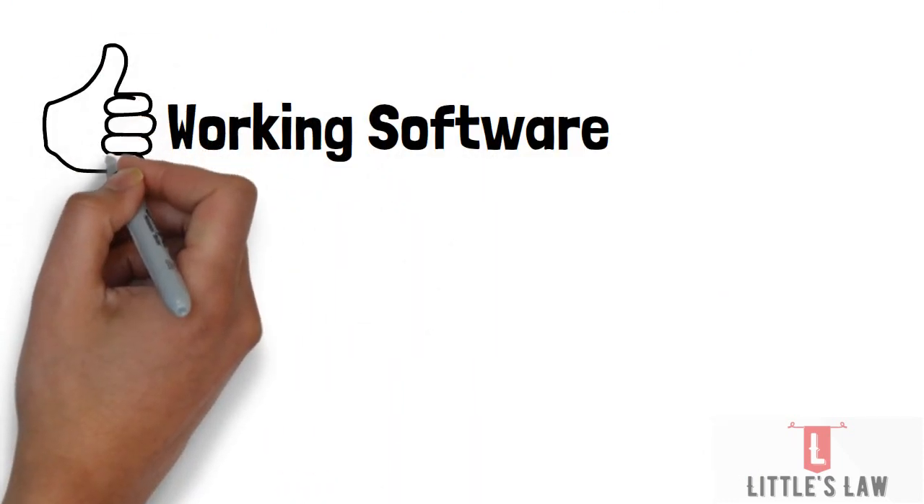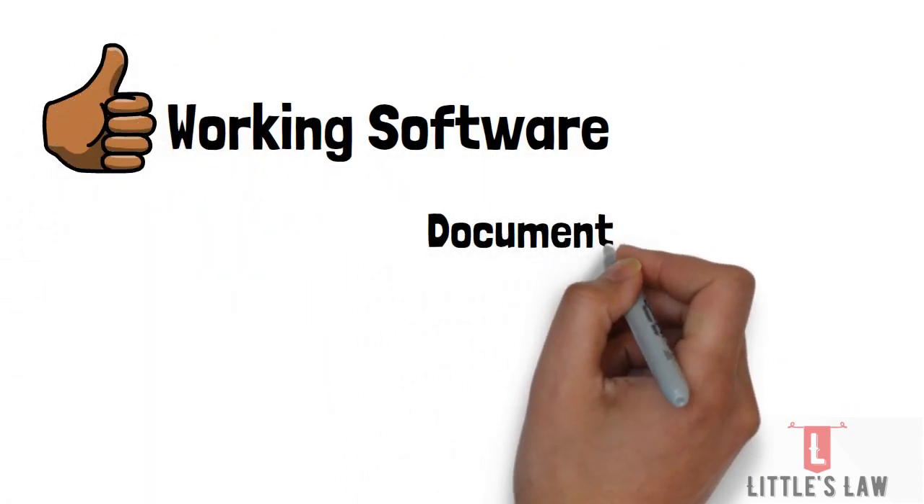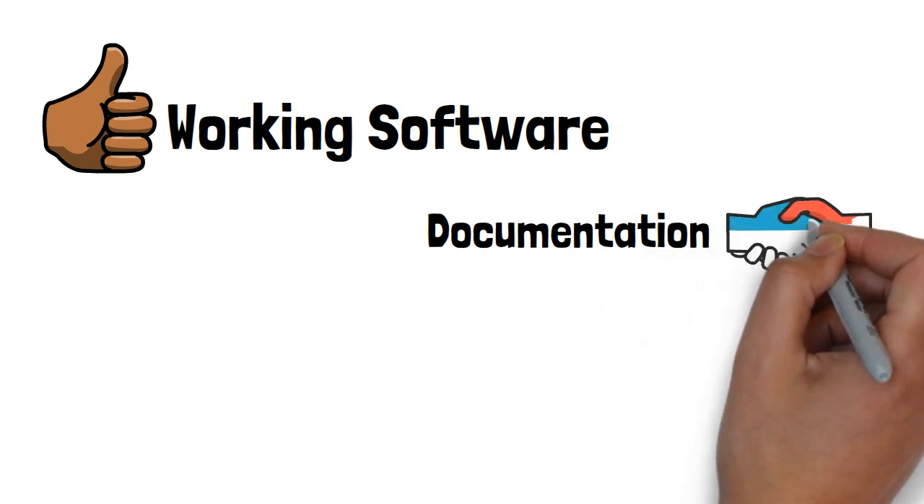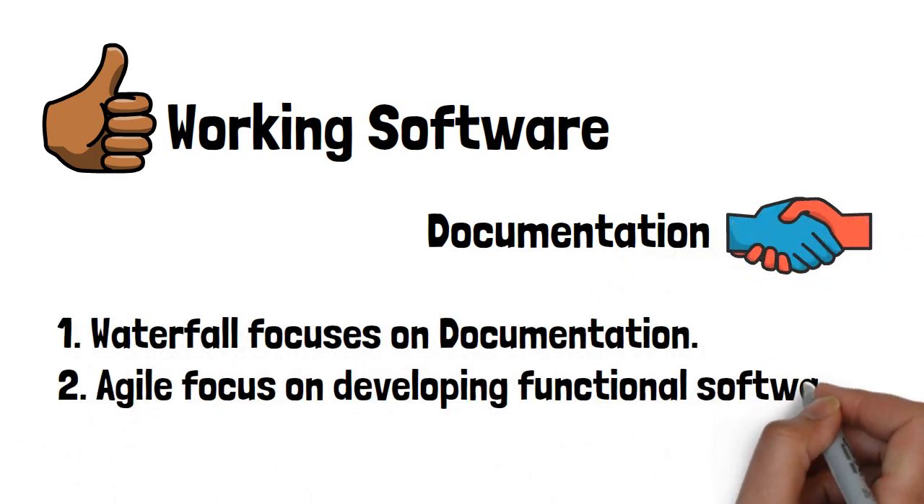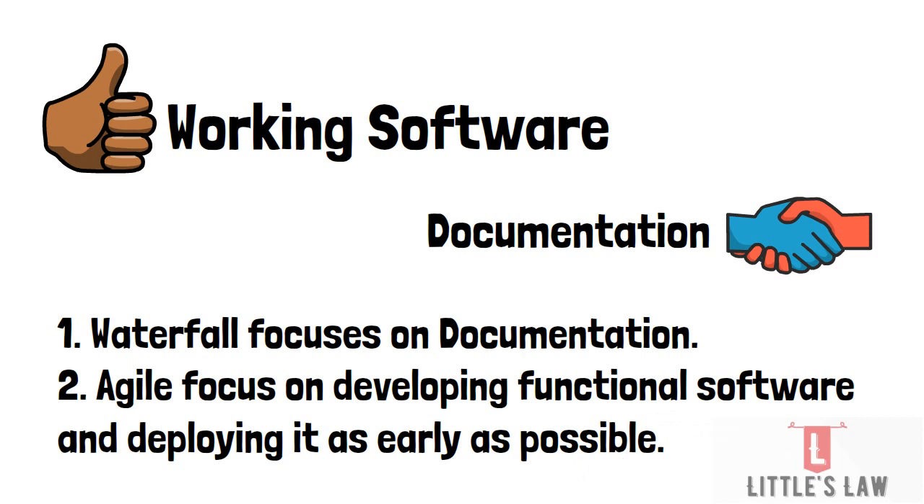Coming to the next principle, which is working software over comprehensive documentation. With the waterfall model, the legacy method, documentation was a major part of the development process. However, this can get in the way of actually making necessary changes. Agile software development focuses on developing functional software and deploying it as quickly as possible. And documentation can come later once the product has gone through the necessary revisions.